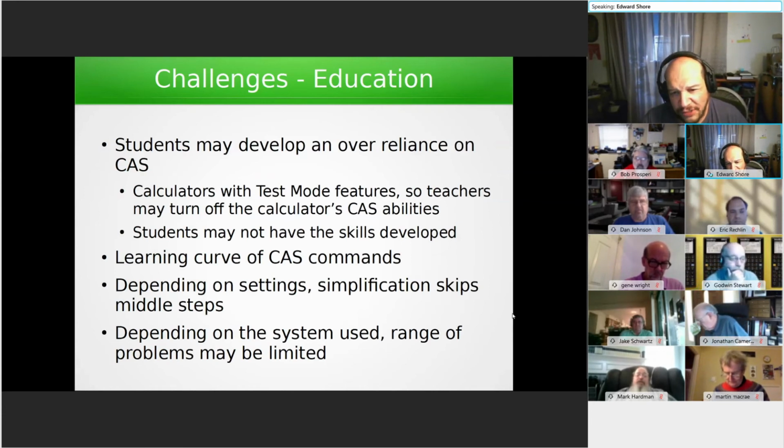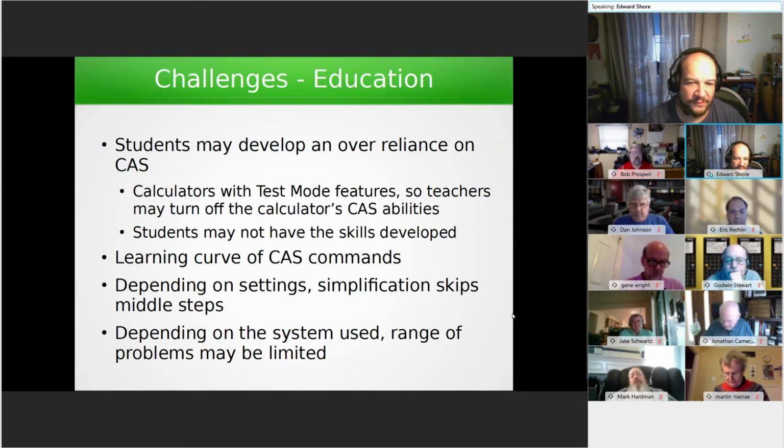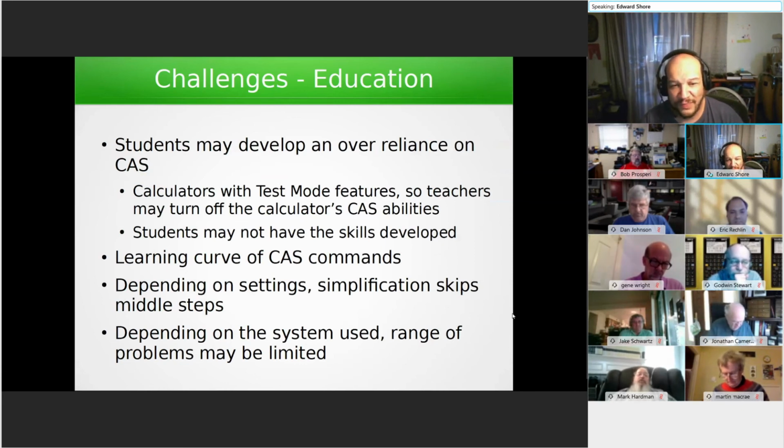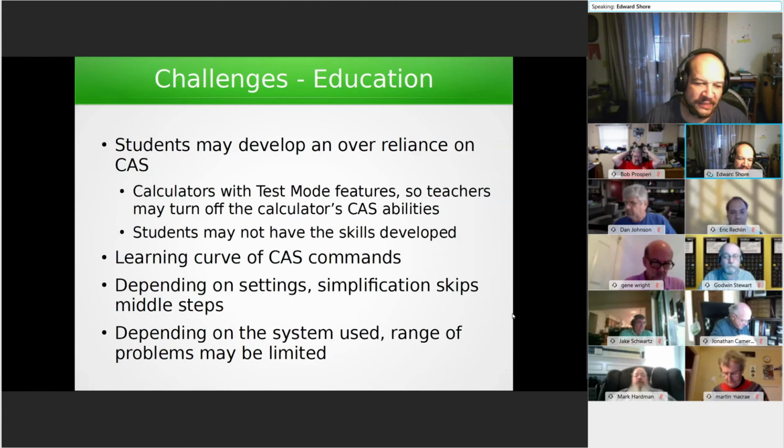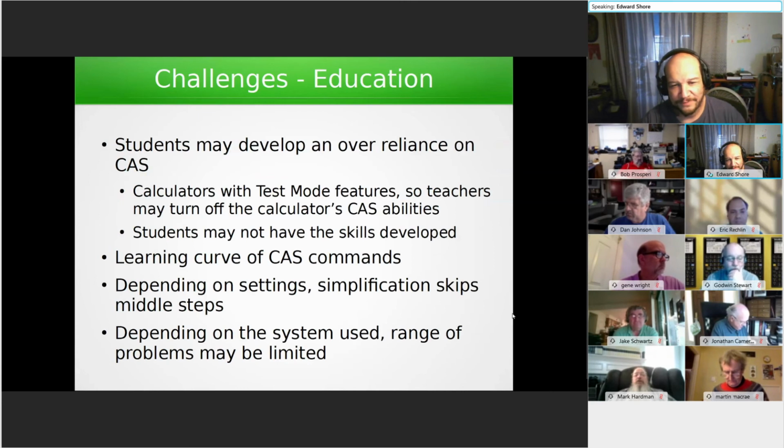Depending on which settings you use, maximum simplification, no simplification, some simplification, some of the middle steps can be skipped. You can also get unexpected results. A lot of work with trigonometric functions usually defaults to a function of sine of x when you were expecting an expression of cosine of x. So from time to time there may have to be reconciliation to check whether the result you are getting is correct.